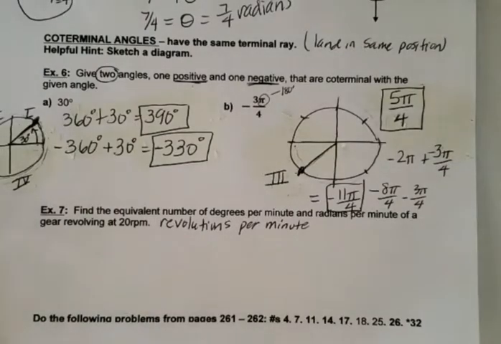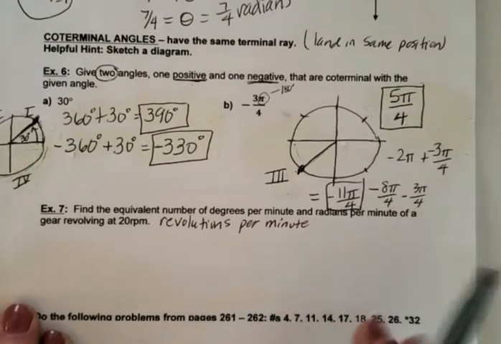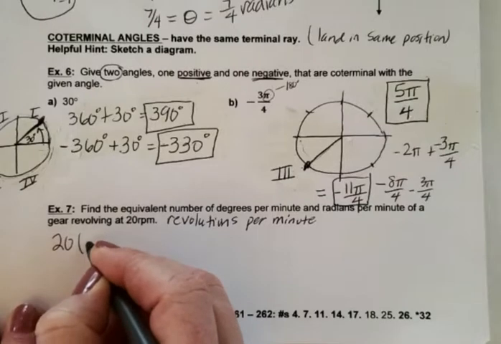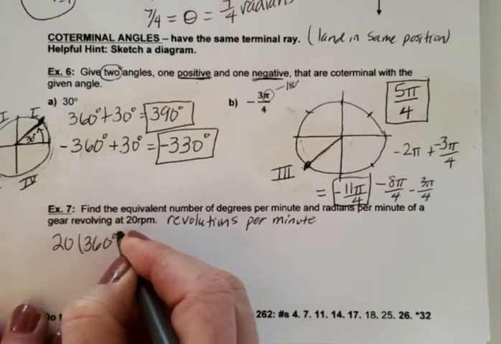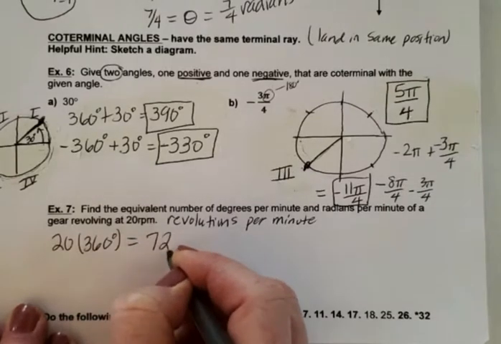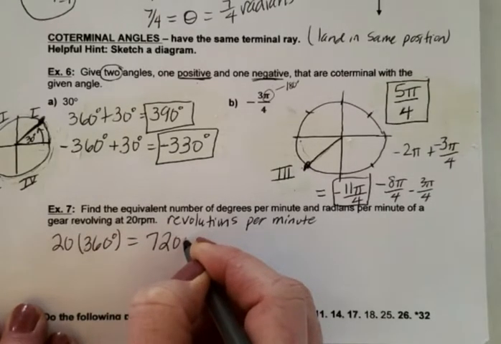Okay, our last example, example 7. Find the equivalent number of degrees per minute and the equivalent number of radians per minute of a gear that's revolving at 20 revolutions per minute. So you might want to write down what RPM stands for. Well, one full revolution is equal to 360 degrees. So 20 revolutions per minute is really 20 sets of 360 degrees per minute. And that will give me 7,200 degrees per minute.